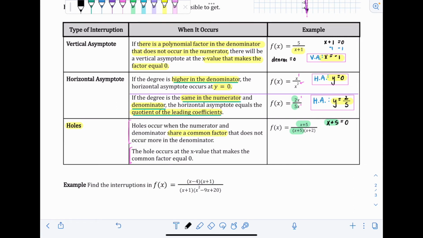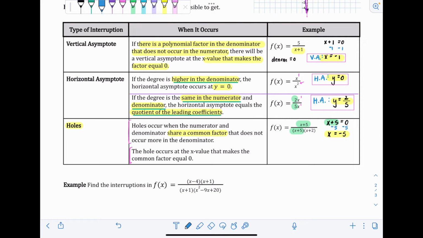I know with x plus 5, it's a little bit straightforward to find in your head, but this is just how you could do it if it was more difficult to figure out in your head. But for x plus 5 equals 0, if I wanted to solve for x, I would subtract over the 5, and then I would get x equals negative 5. So I have a hole at x equals negative 5, because that's the x value that makes the common factor equal 0, because negative 5 plus 5 would equal 0.